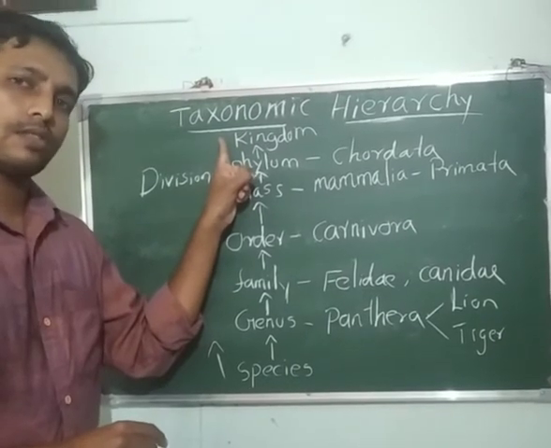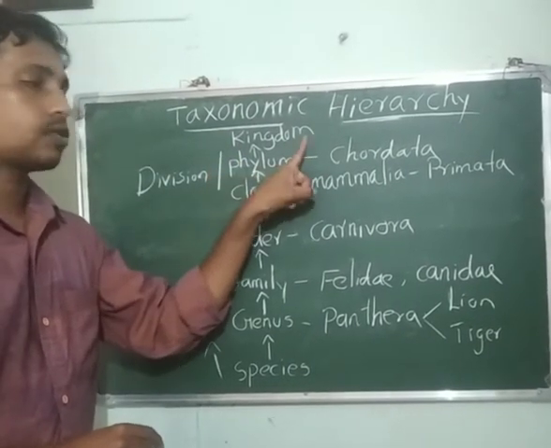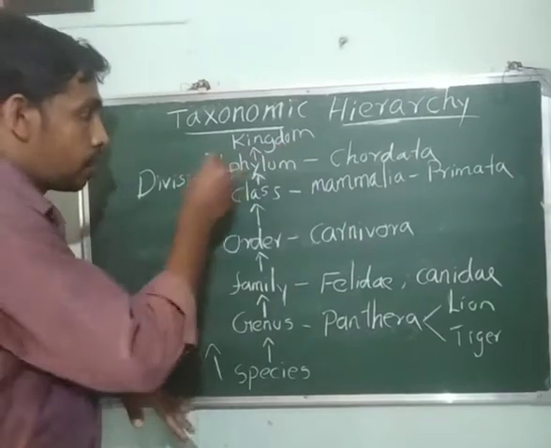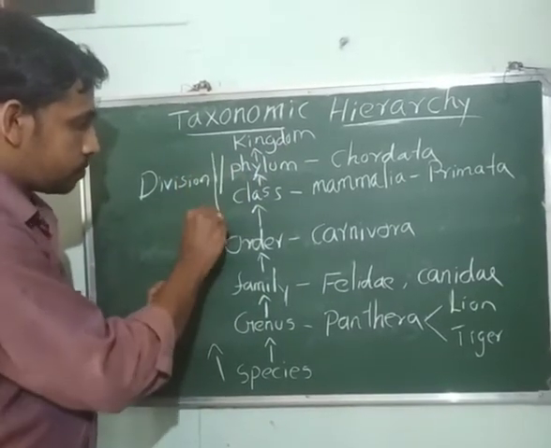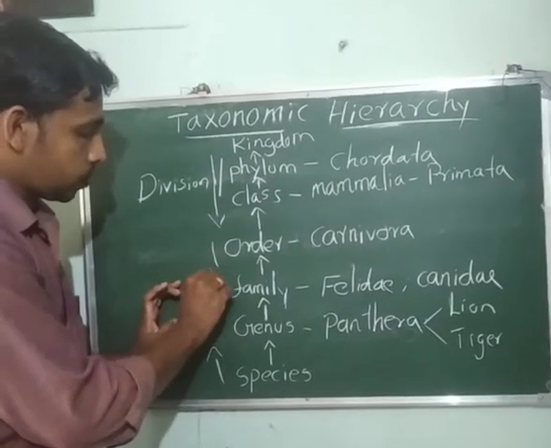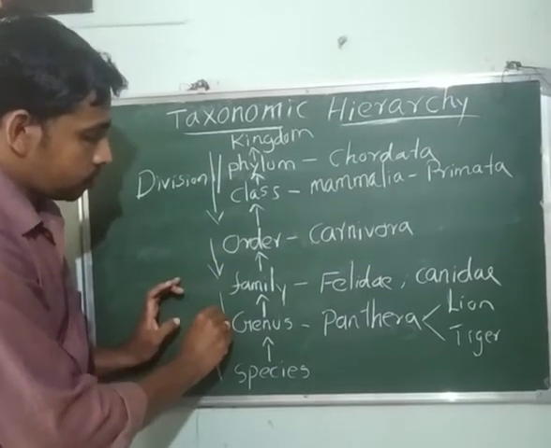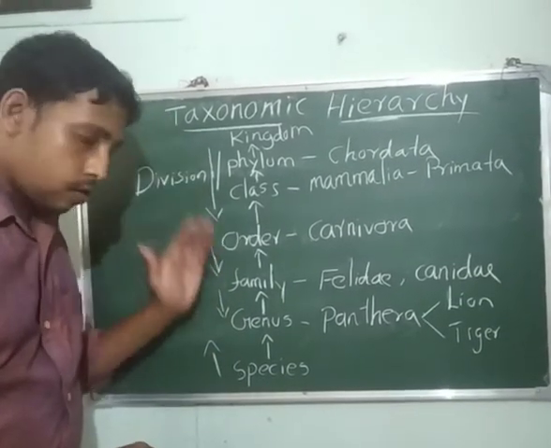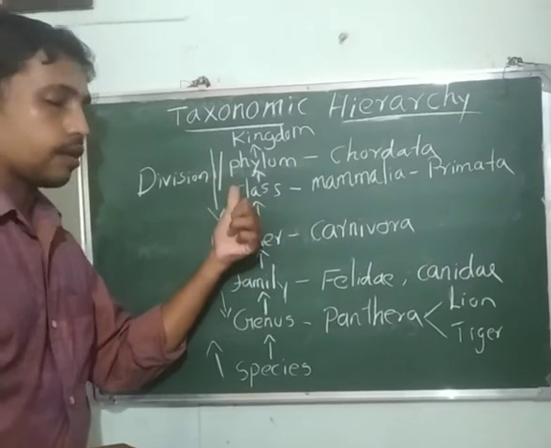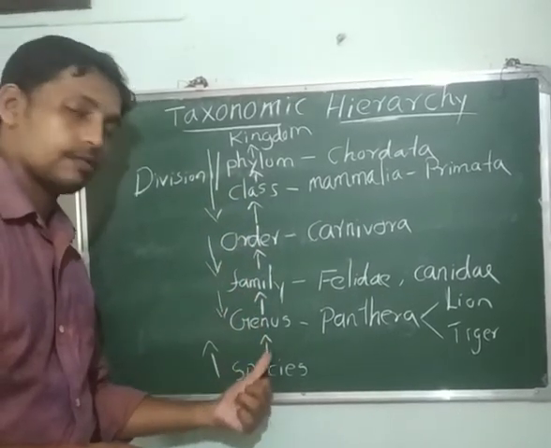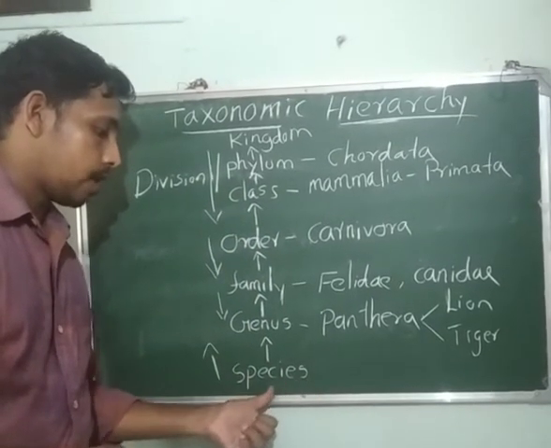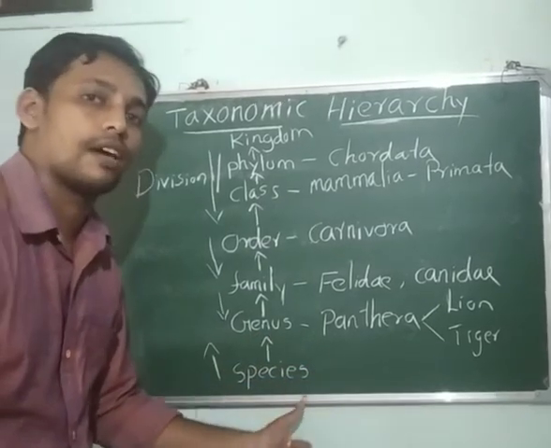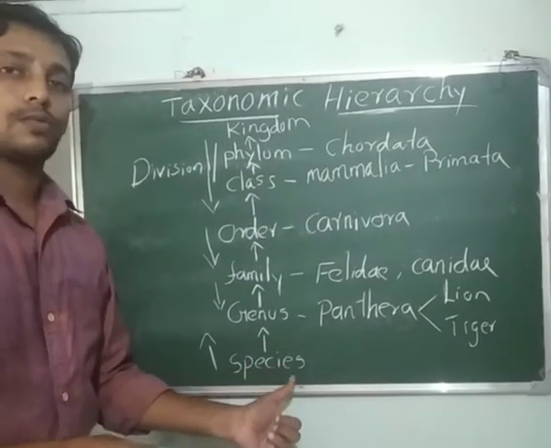The most diverse organisms are here in the kingdom. Then when we go down this way, the similarities increase. And here, all organisms are what? They are almost similar. And this level is what? Species.